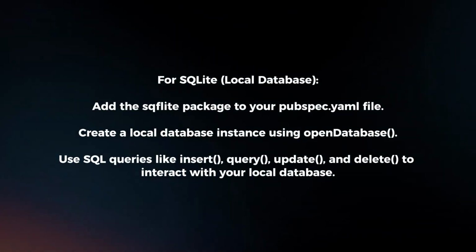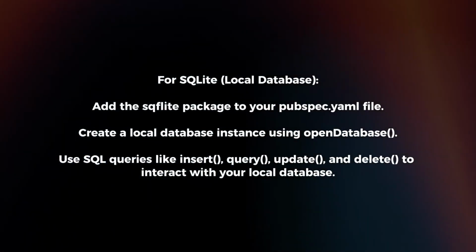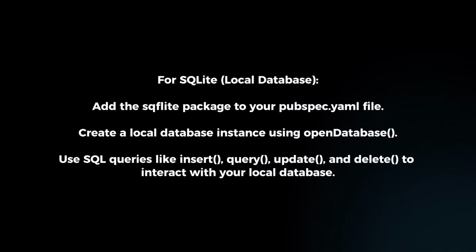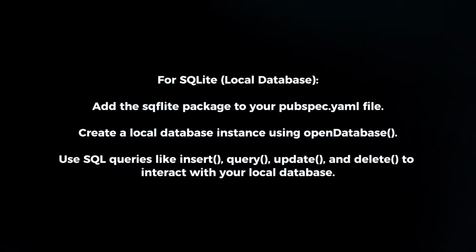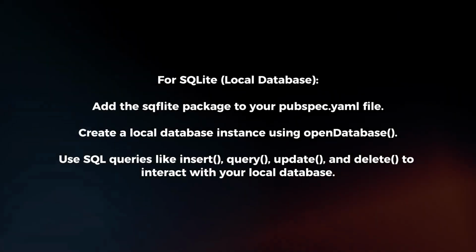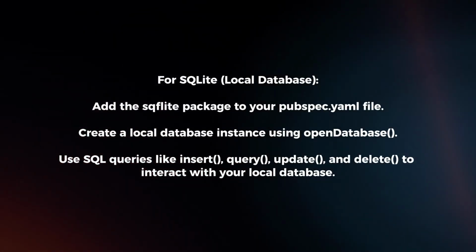For SQLite, add the sqflite package to your pubspec.yaml file. Create a local database instance using openDatabase. Use SQL queries like insert, query, update, and delete to interact with your local database.